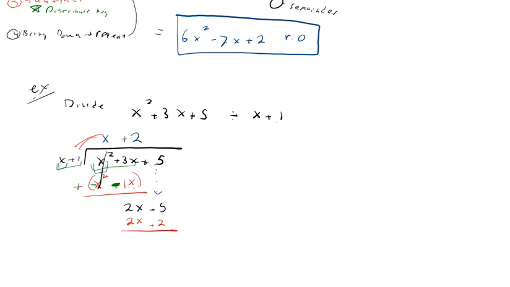I change all my signs. Plus, that's a minus 2x. That's a minus 2. I do my subtraction. 2x minus 2x goes away. 5 minus 2 is 3. And I'm out of pieces. So this 3, this is my remainder. That's my remainder.